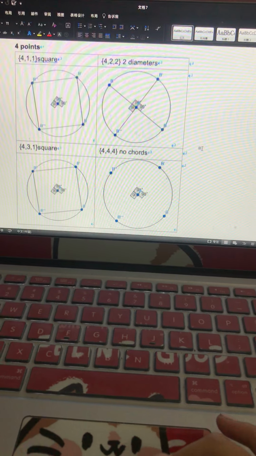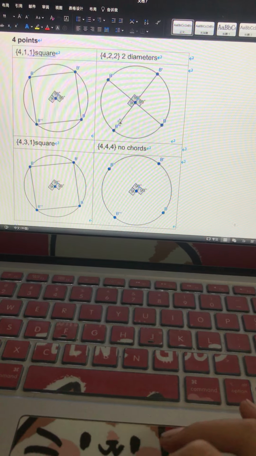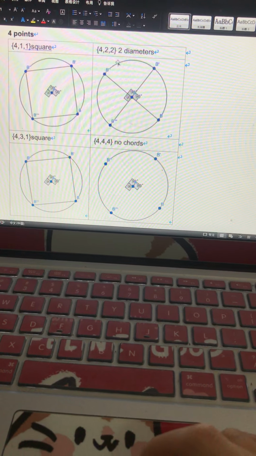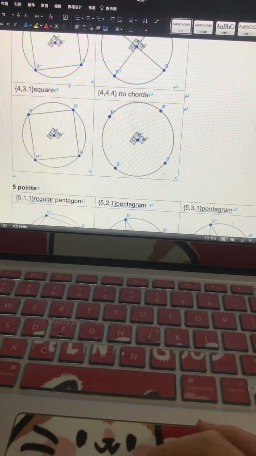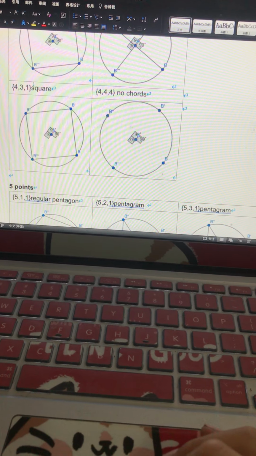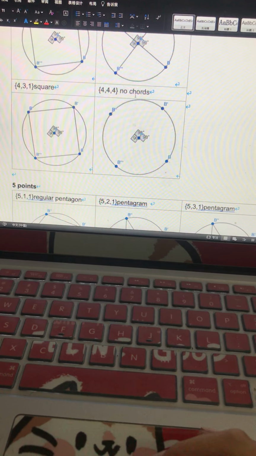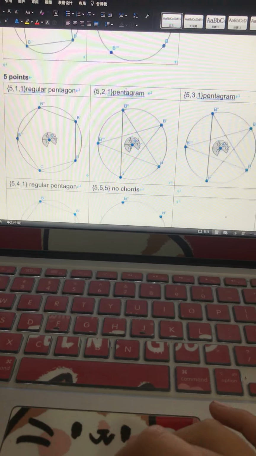And the following will be circles with 4 points. The first one will be gap of 1, I pick up my pen 1 time. And the second one will be gap of 2, I pick up my pen twice. And the third one will be gap of 3 and I pick up my pen 1 time again. And the final one will be gap of 4, I pick up my pen 4 times.